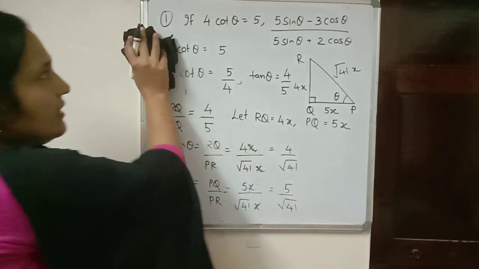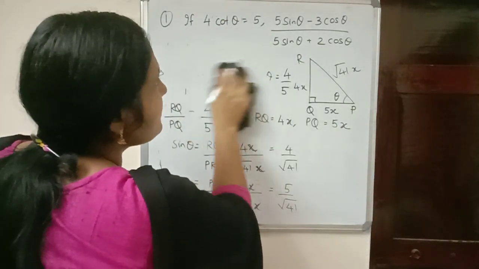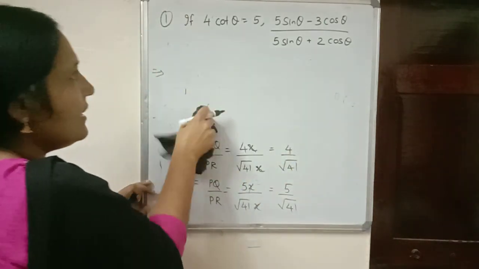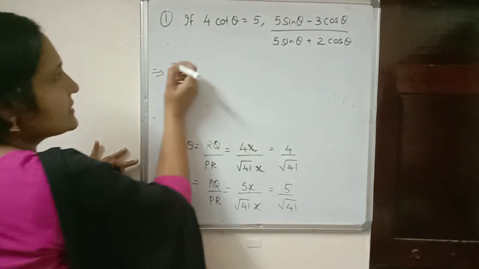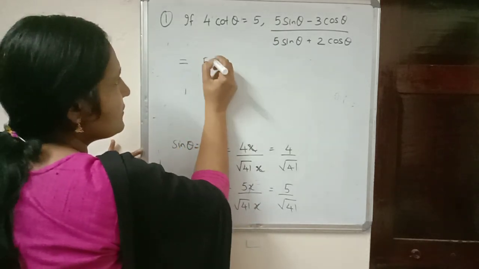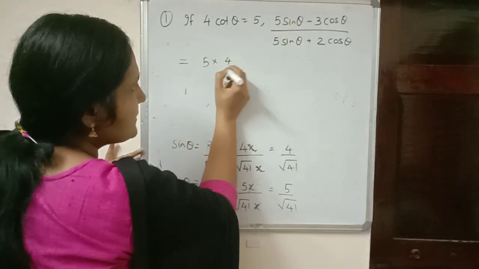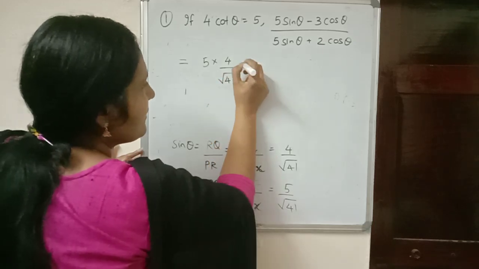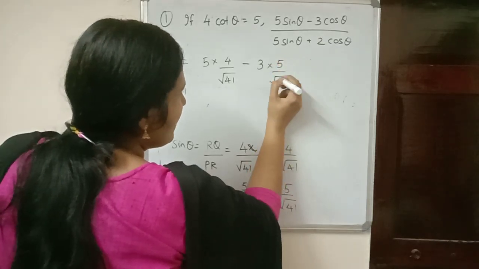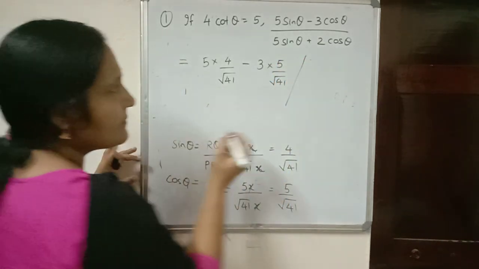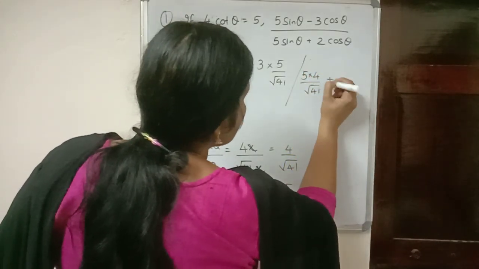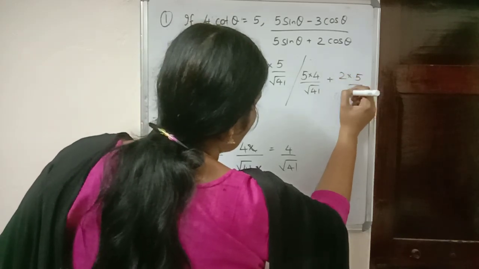Now we will substitute the values. All of you just write down the given question: (5 sin theta minus 3 cos theta) by (5 sin theta plus 2 cos theta) equal to. Now I am going to substitute the values. It will be equal to 5 into sin theta, which is 4 by root 41, minus 3 into cos theta, which is 5 by root 41, whole divided by 5 into 4 by root 41 plus 2 into 5 by root 41.